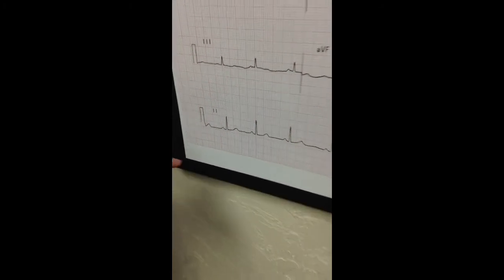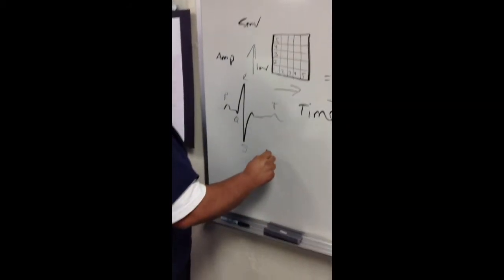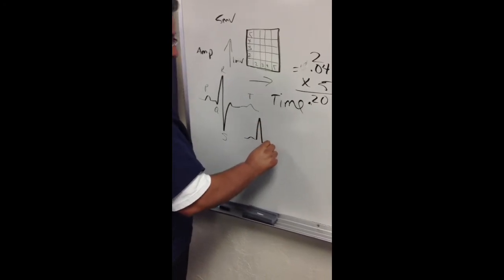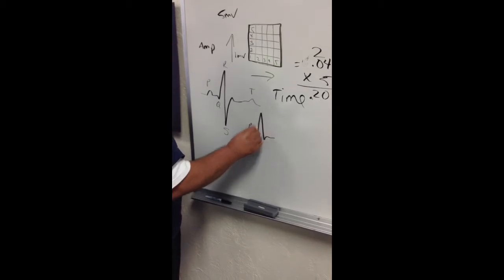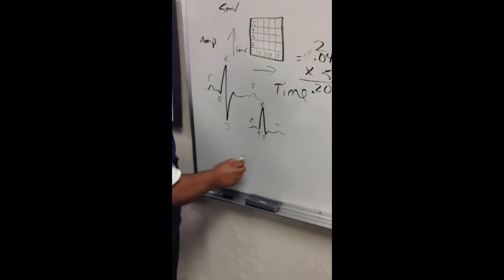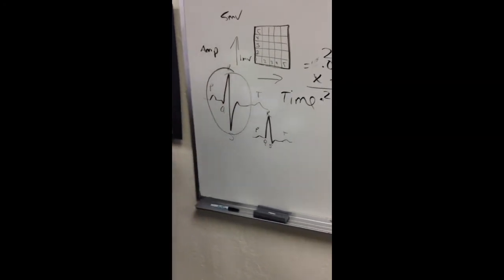So let me go over here to the board. Not all cardiac cycles are going to look like this. In fact, on the EKG that I just showed you, it looks like this. Okay, this is still your P. Right here at this corner is your Q, R, S, followed by the T wave. So don't expect them all to look like this. Sometimes they look like that. That's okay. That's not a problem.